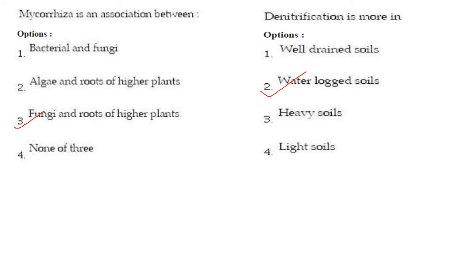Next one, mycorrhiza is an association between: option 1 bacteria and fungi, 2 algae and roots of higher plants, 3 fungi and roots of higher plants, 4 none of these. Answer is option 3 fungi and roots of higher plants.